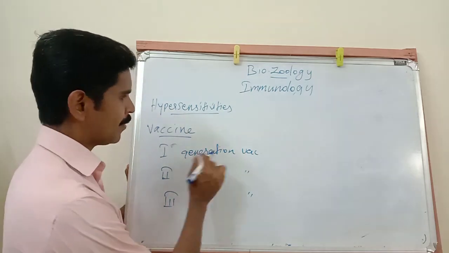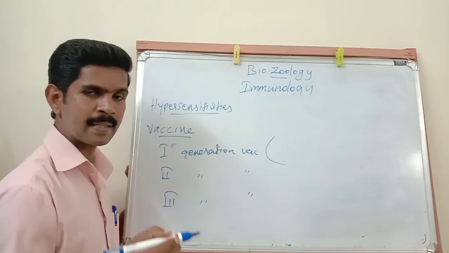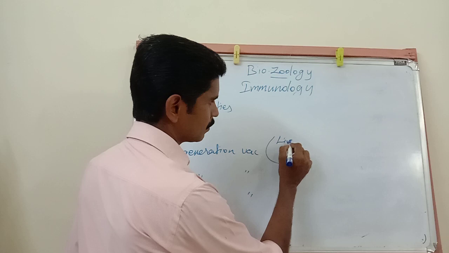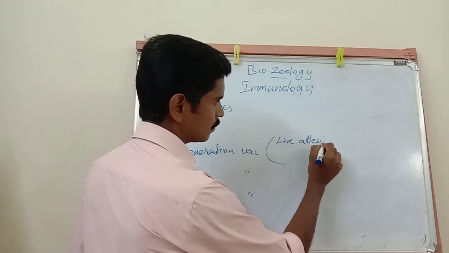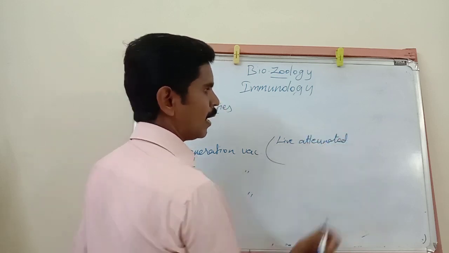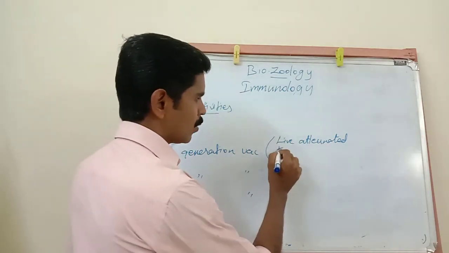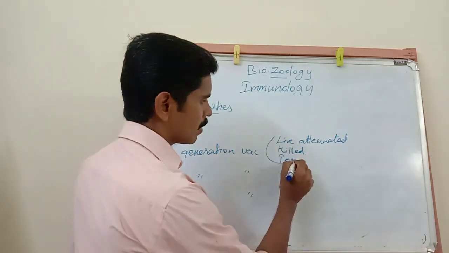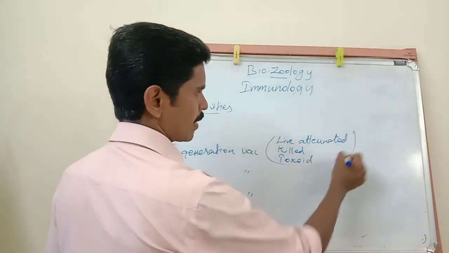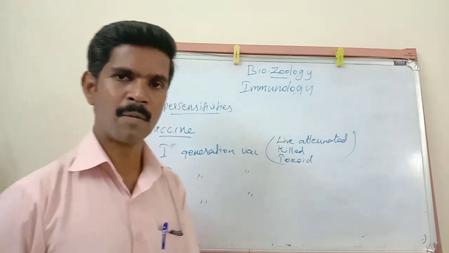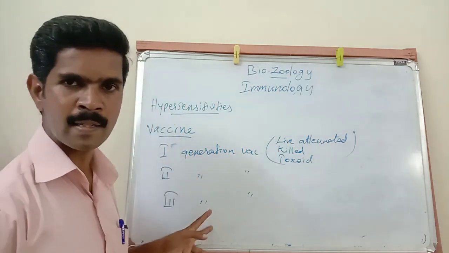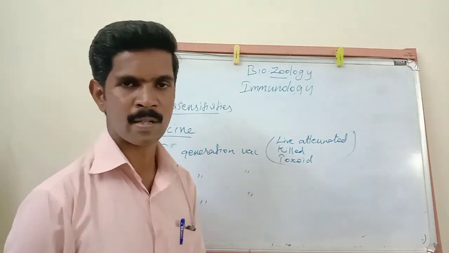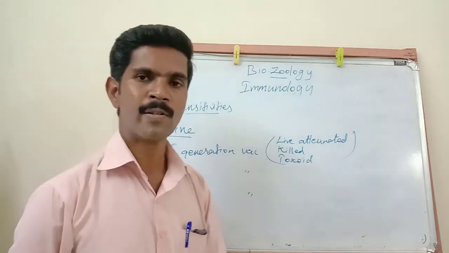Understand? Then this first generation vaccine is again classified into 3 types. The first one is live attenuated vaccine. The second one is killed vaccine, and the third one is toxoid vaccine. So the vaccines are classified into 3 major categories: first generation, second generation, third generation. Then the first generation vaccine is again classified into 3: live attenuated, killed and toxoid vaccine.